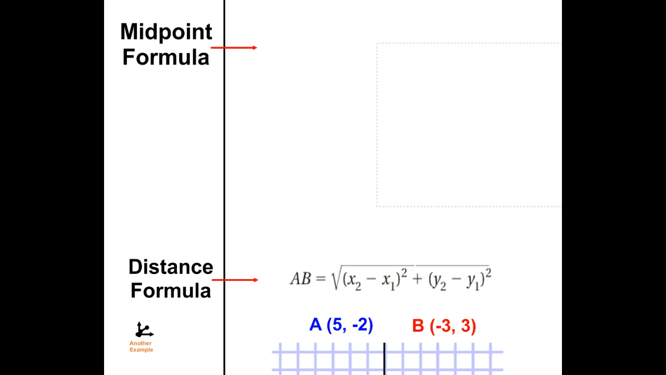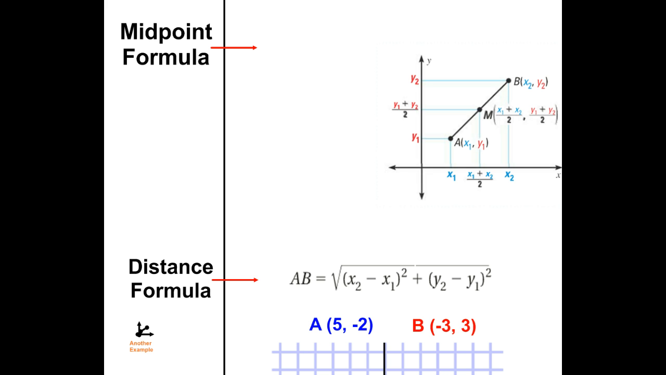Remember, points have an x and a y value. So here's our midpoint, and our midpoint formula, it's over there. It's kind of hard to see, so I'll rewrite it over here. My m is going to equal x1 plus x2 divided by 2, and my y is going to equal y1 plus y2 divided by 2.